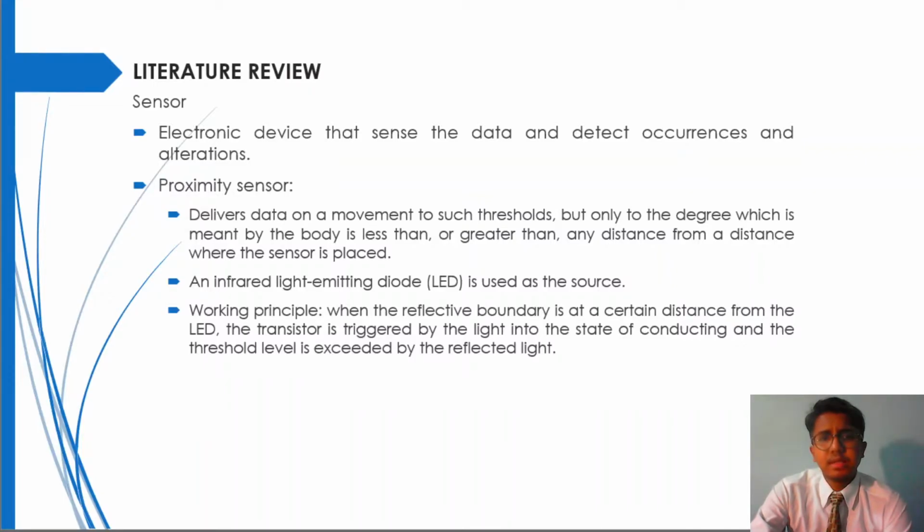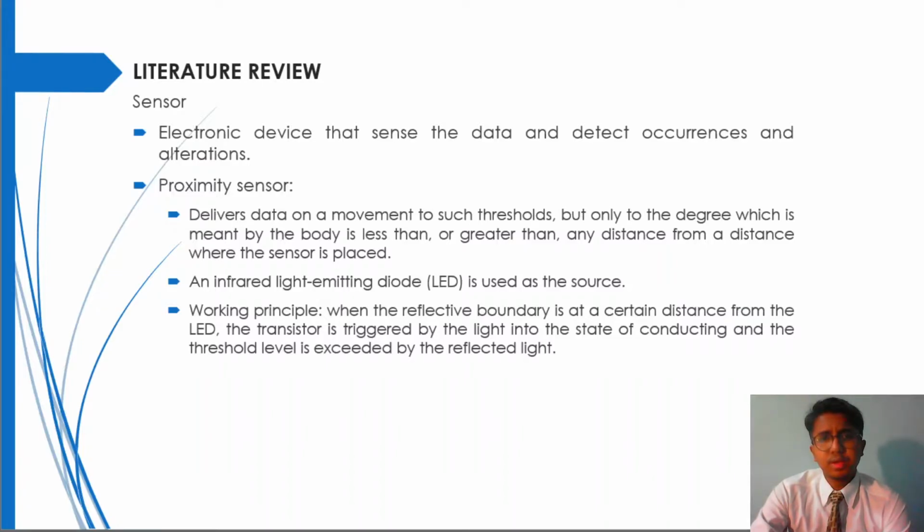Sensor is an electronic device that can sense the data and detect any occurrence and alteration. One of the sensors is proximity sensor. Proximity sensor can deliver data on a moving object to a certain threshold, but only to the degree which is meant by the body, which is less than or greater than any distance from where the sensor is placed.